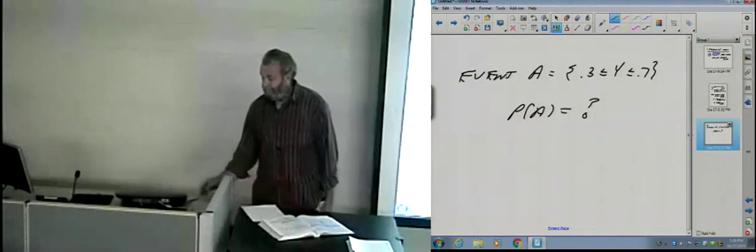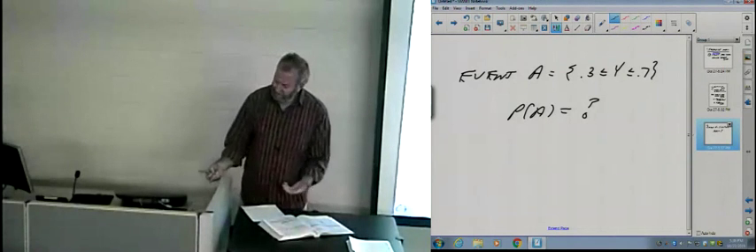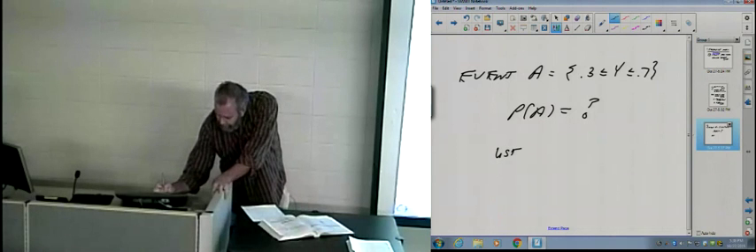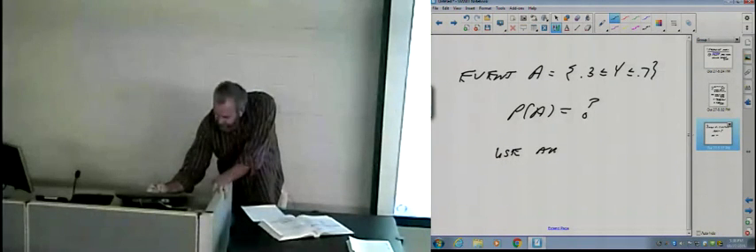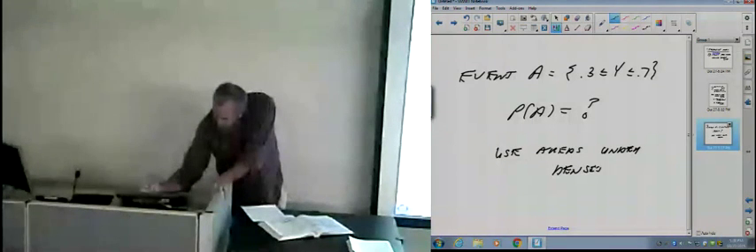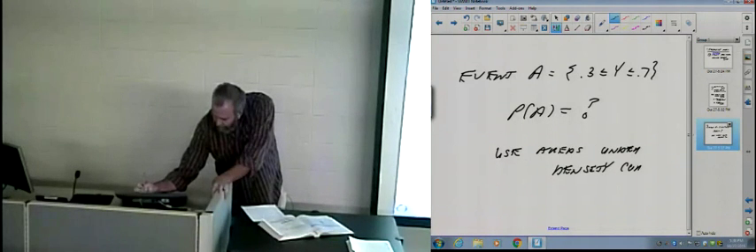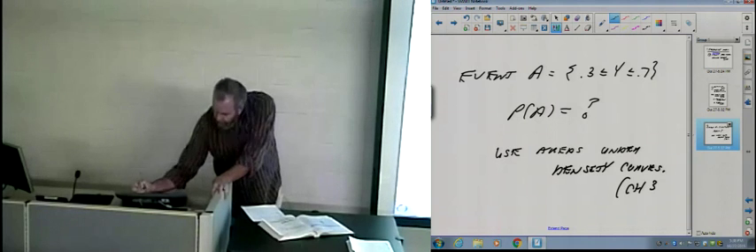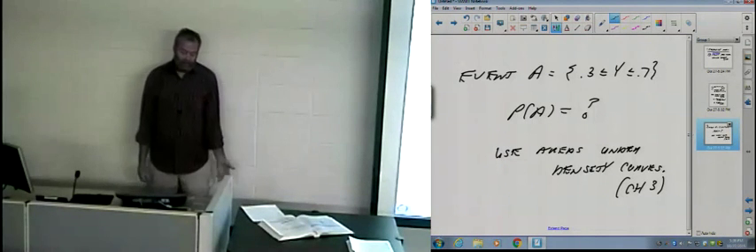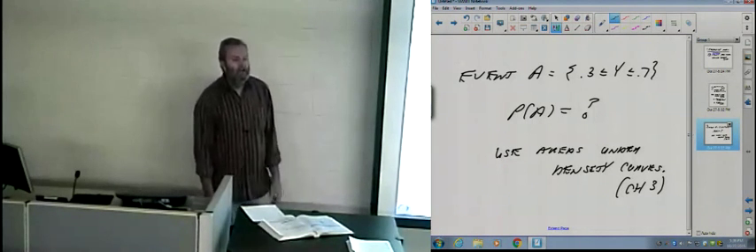Well, the way we're going to attack this, the way we're going to answer that question is we're going to use areas under density curves. This is going to take us back to chapter 3. That's where we first looked at density curves.